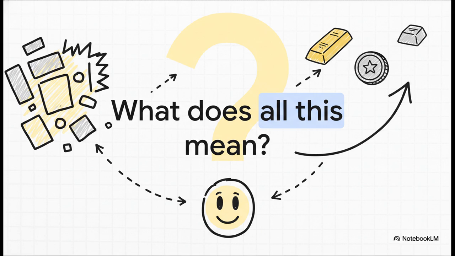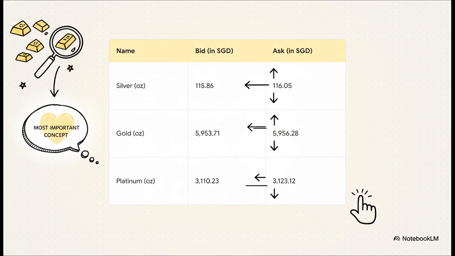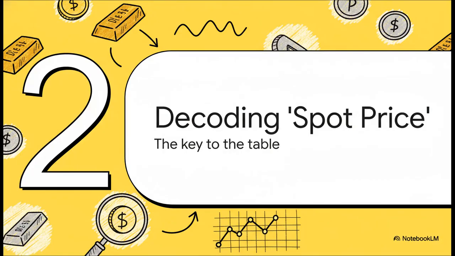But here's the good news. It's way simpler than it looks. So that's what we're going to do. We're going to break this thing down piece by piece. And I promise, by the end of this, you'll be able to glance at a table like this and know exactly what's going on. Let's start with the big one, the most important concept on the whole page. That term you're going to see everywhere is spot price. This is really the foundation for everything else you see on the table. So if you can get this one concept down, you're already halfway there.